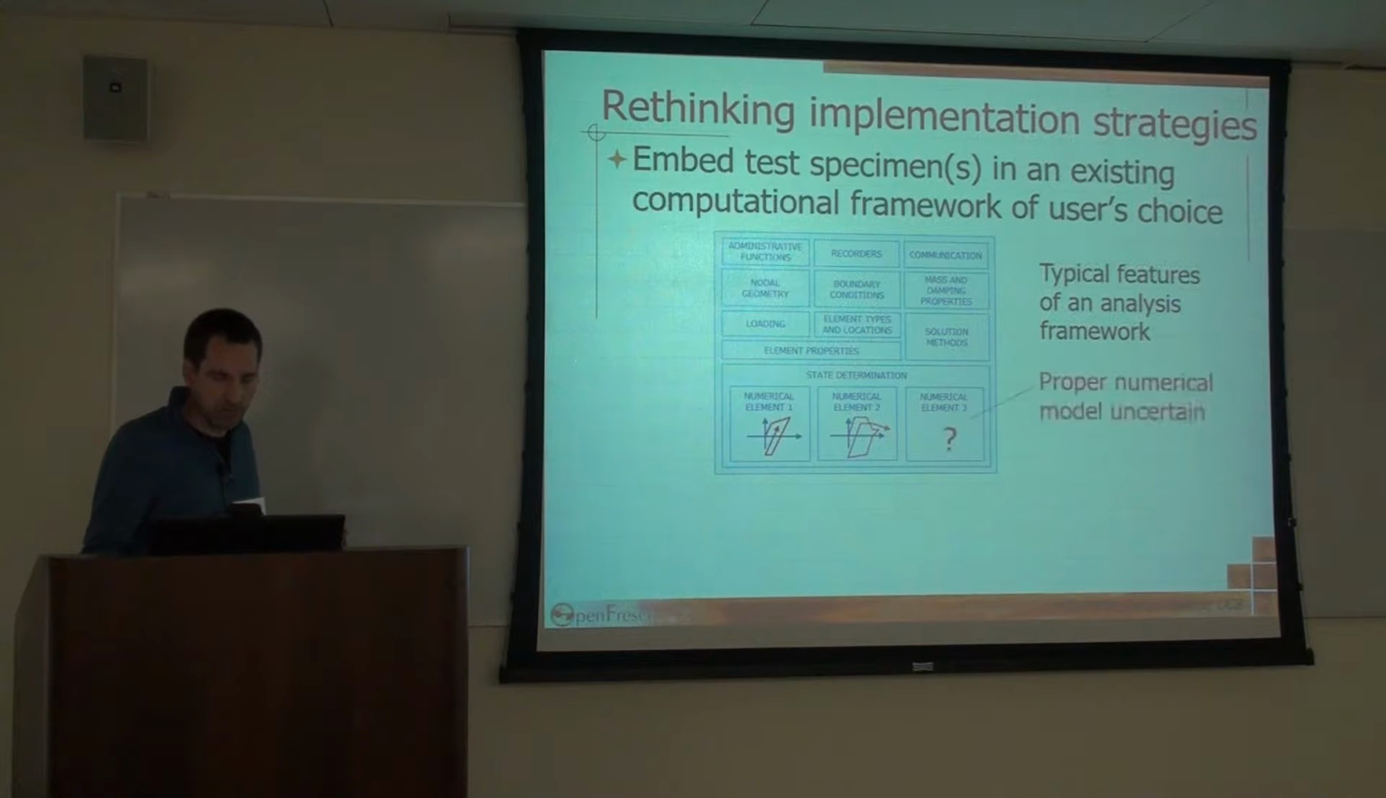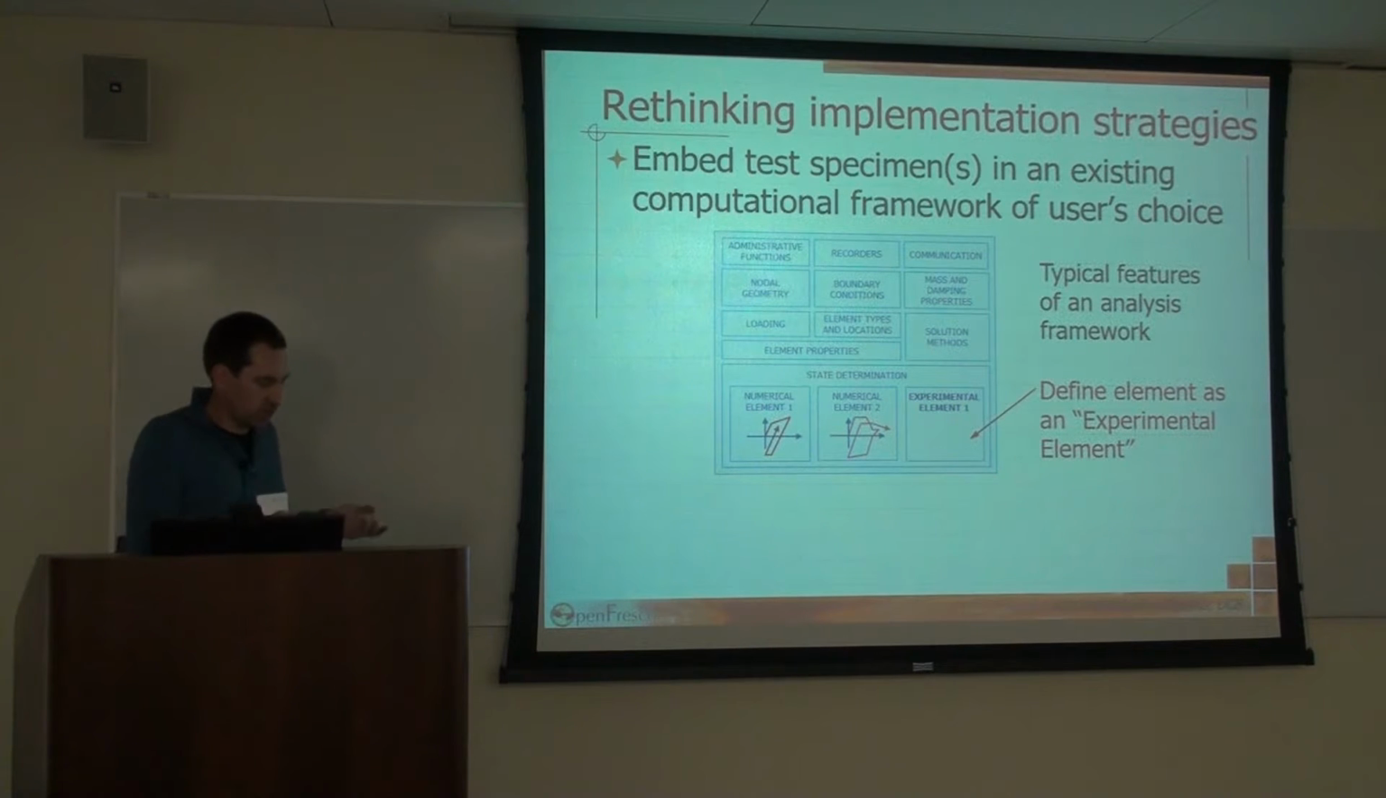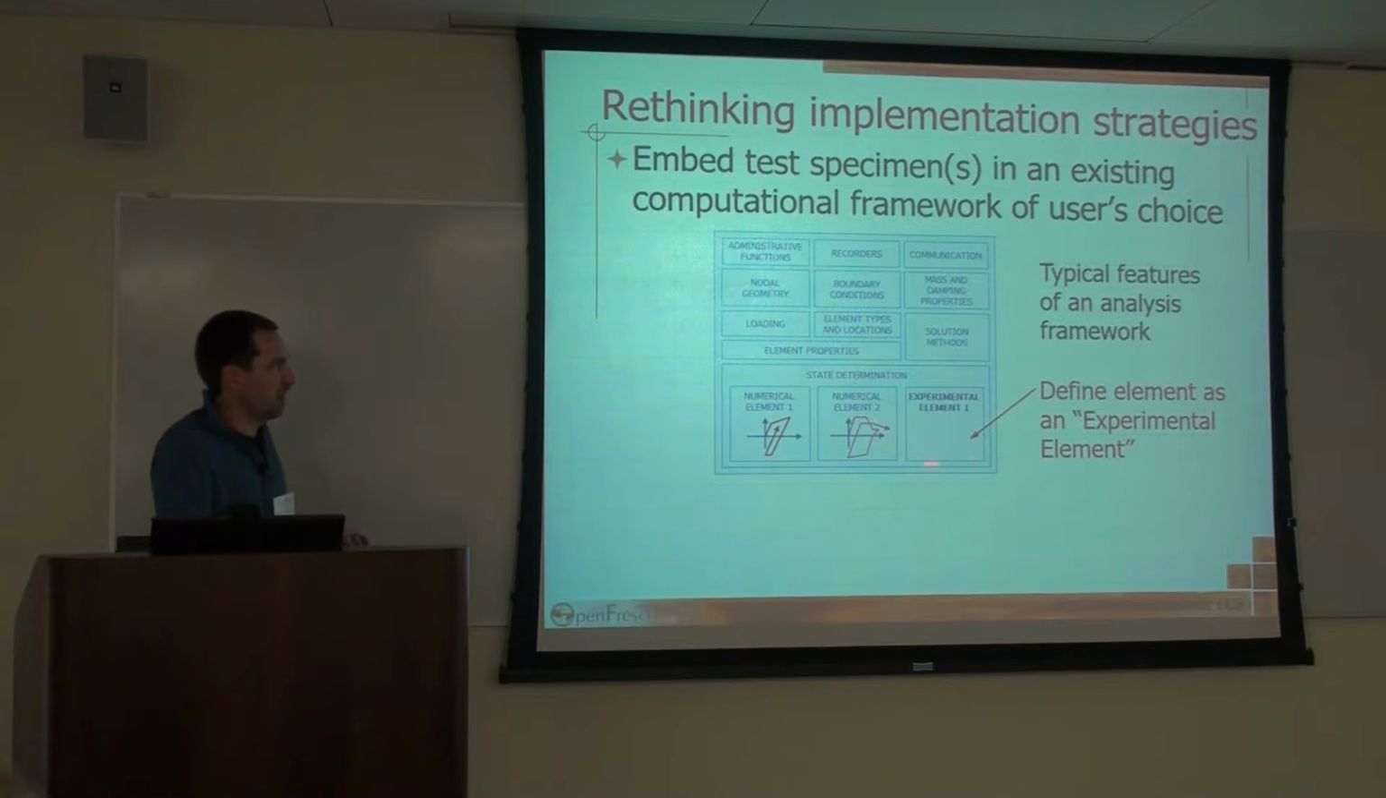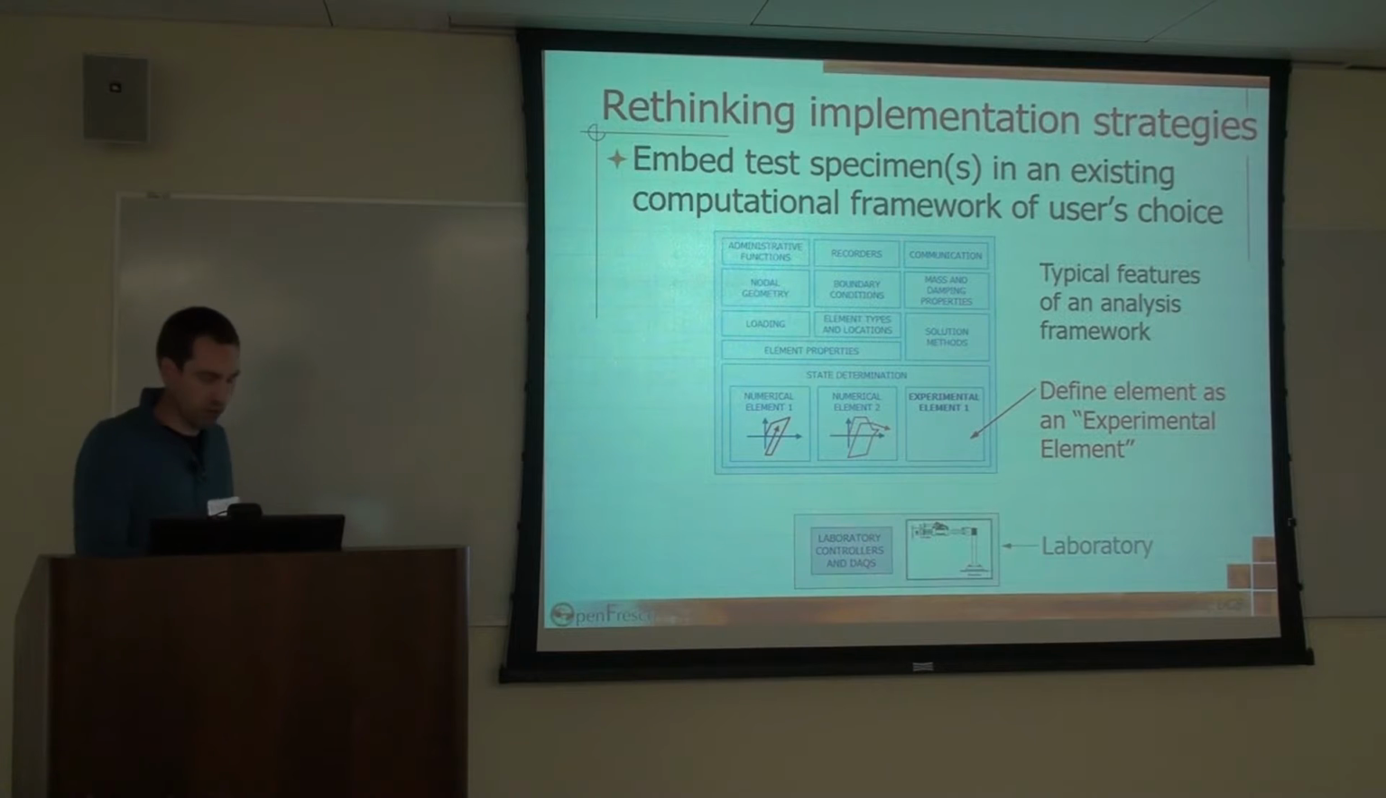But then eventually maybe there is some place where you're not quite sure how to do this numerically in your finite element software. You don't have the right element, you don't have the right material yet. And so that's where you want to maybe test this to really find out how does it behave. So you define this part as an experimental element instead of a numerical element. And then you go into your lab, and that's where you put your specimen. You build that part of the structure, and you have your controllers and data acquisition systems. And now the question comes, how do I connect those two? And that's really where OpenFresco comes in.